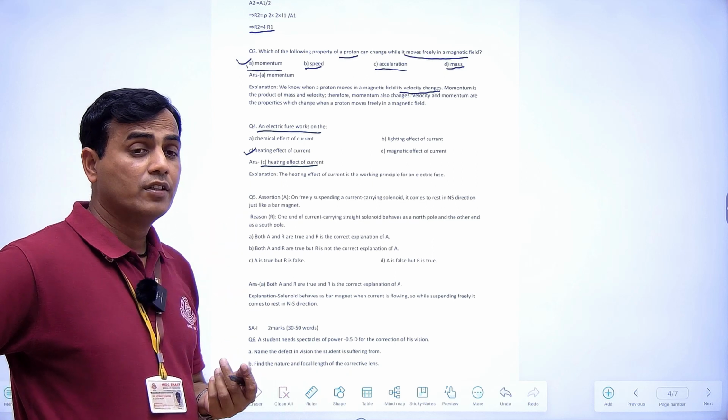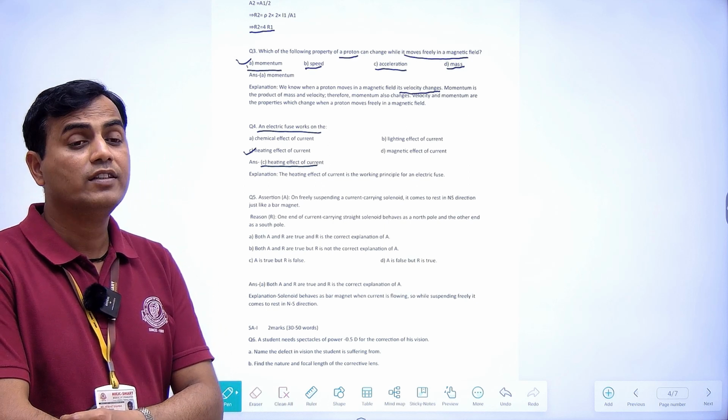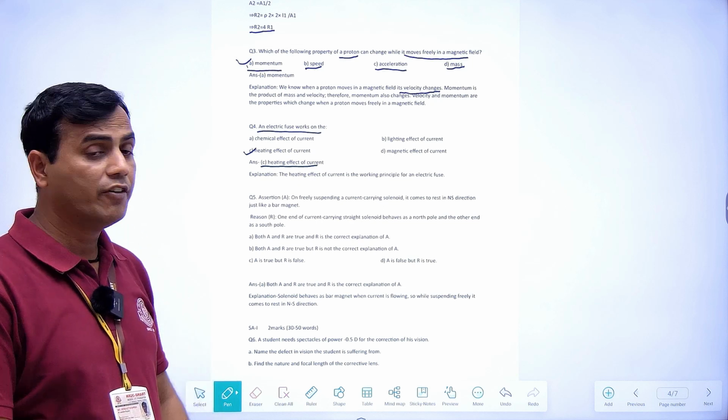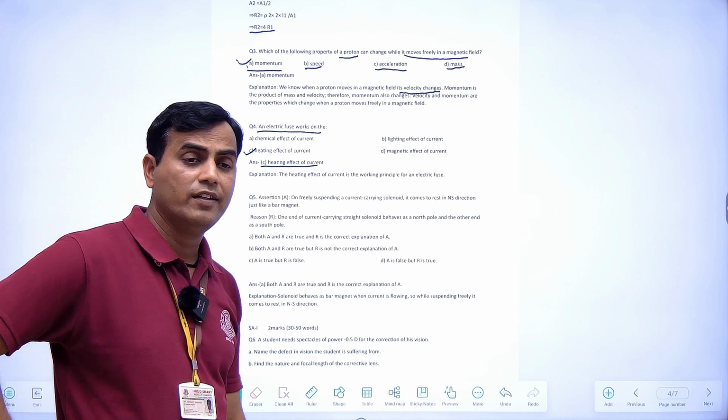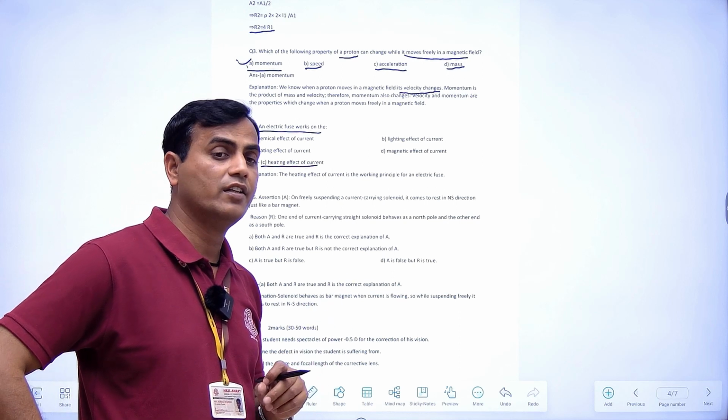Now the next and last question of the MCQs for the physics portion is based on the assertion and reason type. We have to practice it in a larger way so that we clear the nitty-gritty of assertion and reason questions.